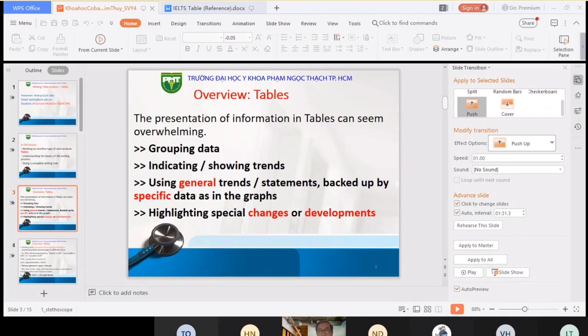Use general trend statements, and then support them with specific data as in the graphs. You should also highlight some special changes or developments. As I have told you, in the graph, when you describe figures, we usually focus on the highest, the lowest, the biggest, the smallest. You should do the same thing in a table.